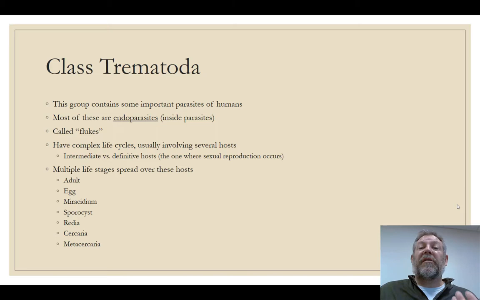A common term for this class are the flukes. And so you hear a lot about, you know, liver fluke or blood fluke. This is what they're talking about. It's a flatworm, and it's in the class Trematoda, so it's also called a trematode.